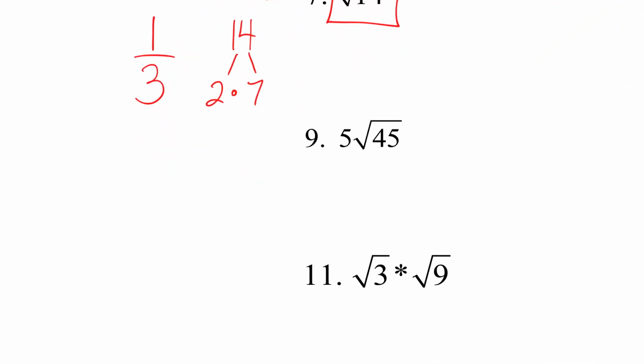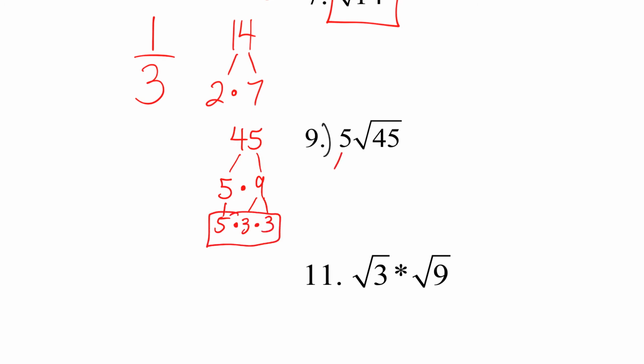Okay, I'm going to skip number 8. Let's look at number 9. Now, on number 9, there's already a 5 on the outside. So 5 square roots of 45. And what we're going to do is break down the 45 like we've been doing, and then we'll get to that 5 in just a second. So how does 45 break down? 5 times 9. The 5, I can't do anything else to that, and then 9 breaks down as 3 times 3.